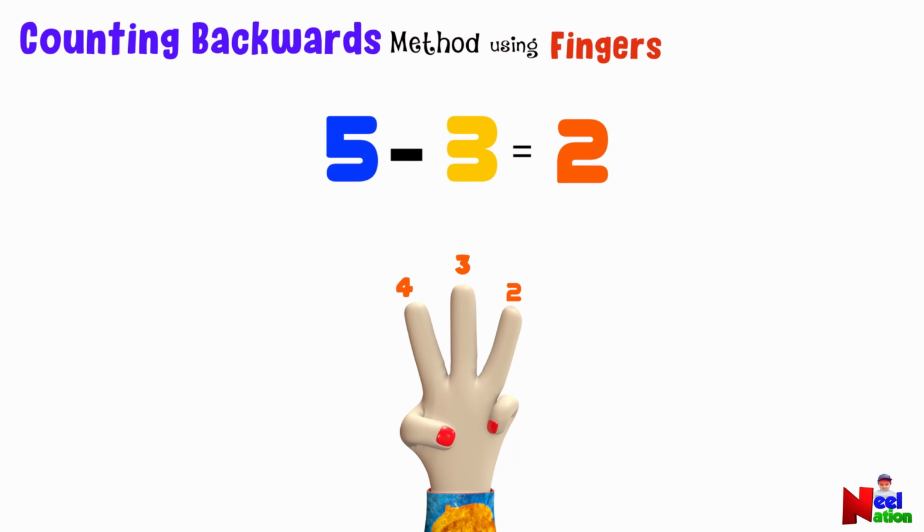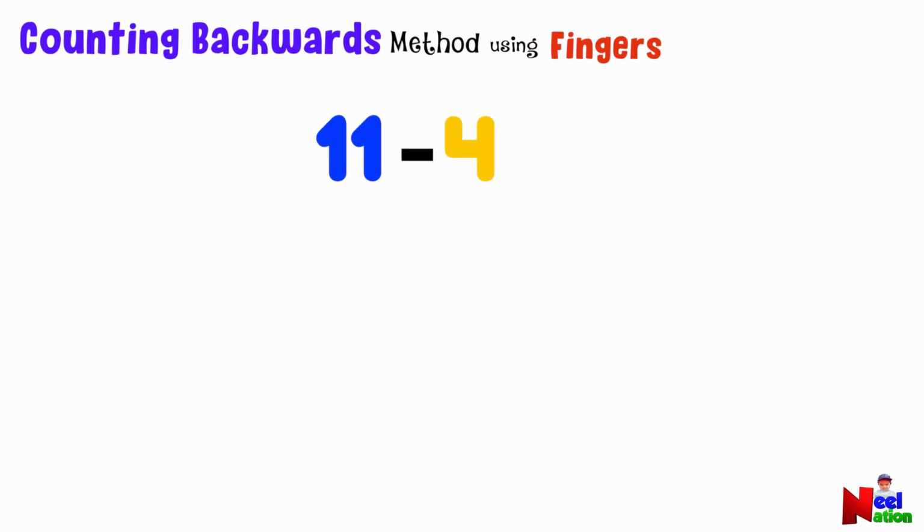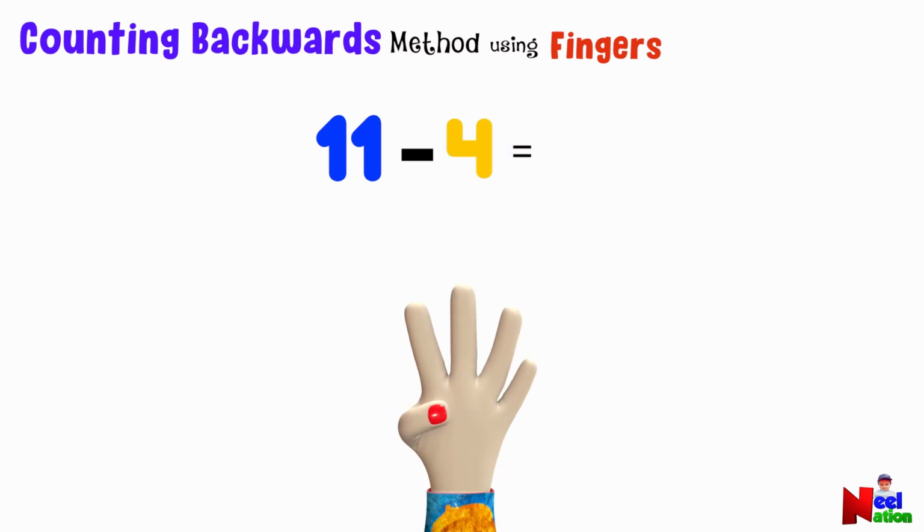Isn't this so easy? Can you tell me what 11 minus 4 is? In 11 and 4, 11 is the bigger number and 4 is the smaller number. In the counting backwards method, using our fingers, we hold up fingers for the smaller number to help us keep track. So we hold up 4 fingers and count backwards starting before 11. We go 4 steps backwards.